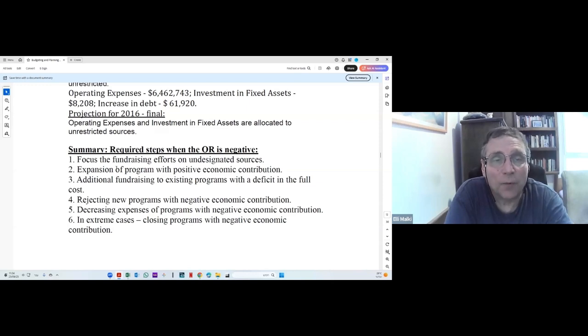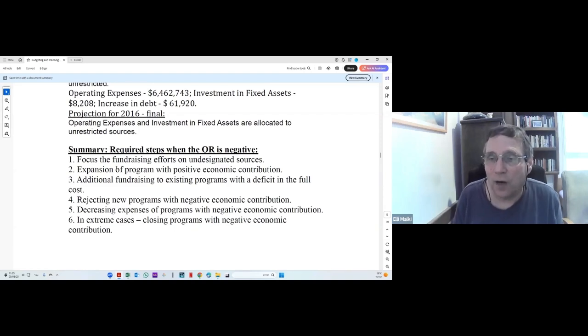Number 2, expansion of program or programs with positive economic contribution. If you remember from our analysis of the economic map, if we expand programs with positive economic contribution, we basically either decrease the deficit or increase the surplus, and by that we contribute to our operating reserve.